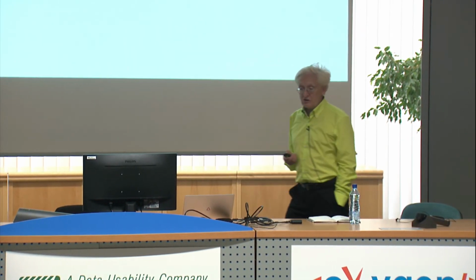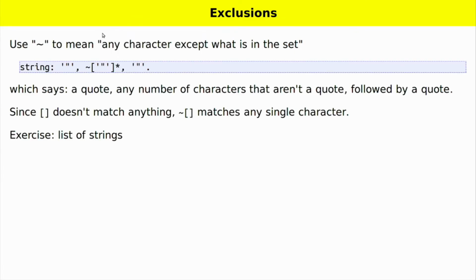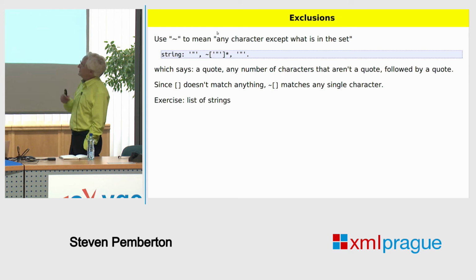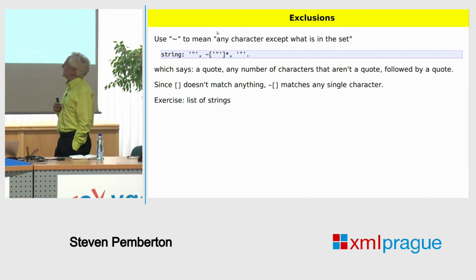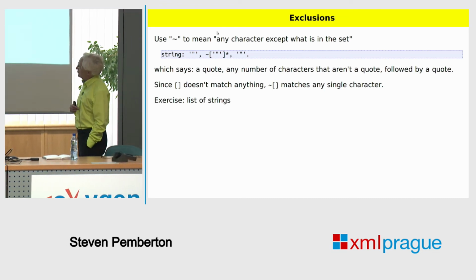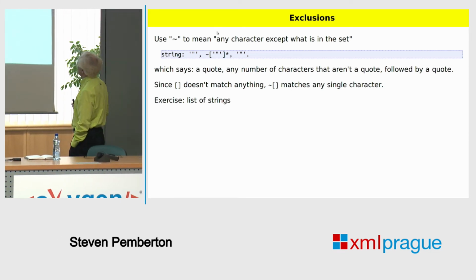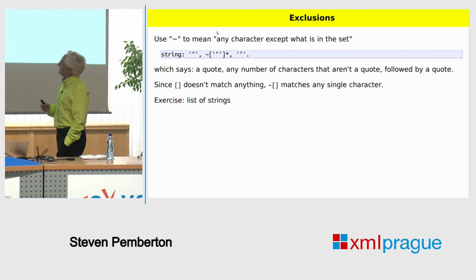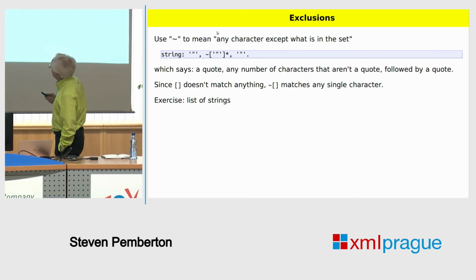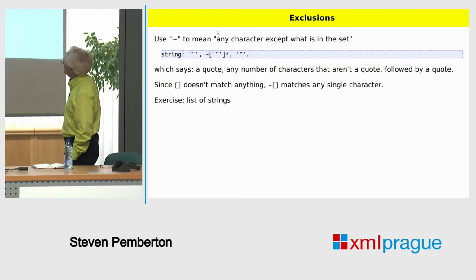Similarly, you can do the opposite of what's in a set. So you use a tilde before one of those character sets to mean any character that's not included, so the complement of that character set. So for instance, if you wanted to define a string, you could say a string is a double quote, then any 0 or more characters that are not a double quote, and then followed by a double quote. Now, an empty set doesn't match anything, so that means that tilde an empty set matches any single character at all, a bit like dot in a regular expression.